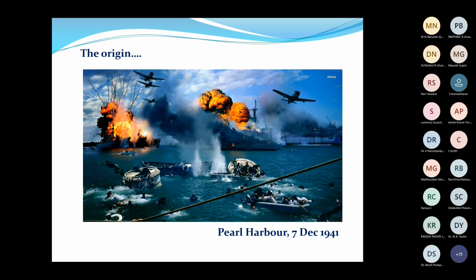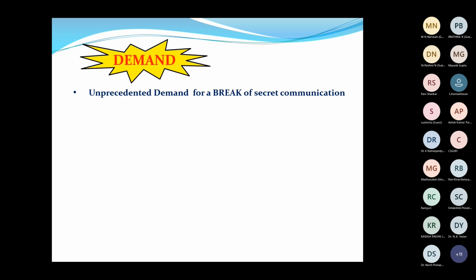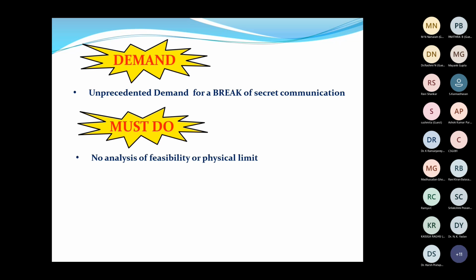And as we know, war is not fought only with weapons. The advantage of any side comes with prior knowledge, or prior hints, of what the enemy could do in the next instant. That is the reason a huge demand came for interception of enemy communication, the break of that, and finally to get the intelligence out of that. So from this incident, we have seen that there is a huge, unprecedented demand for breaking secret communication. And then it must be done.